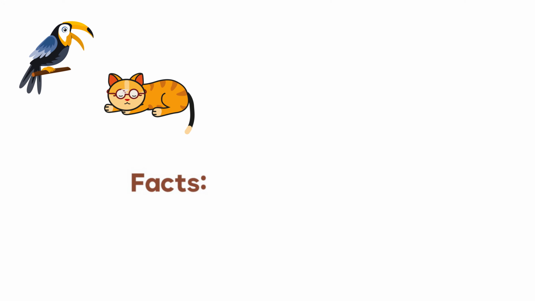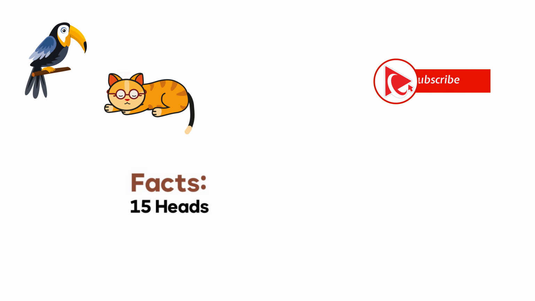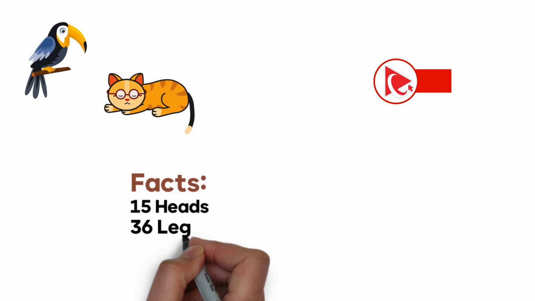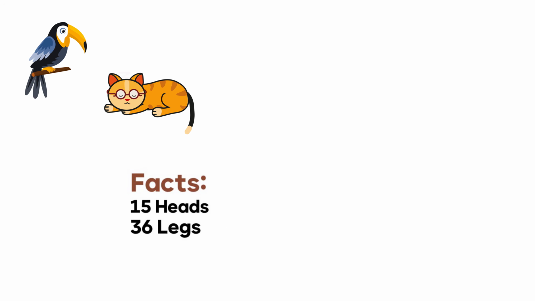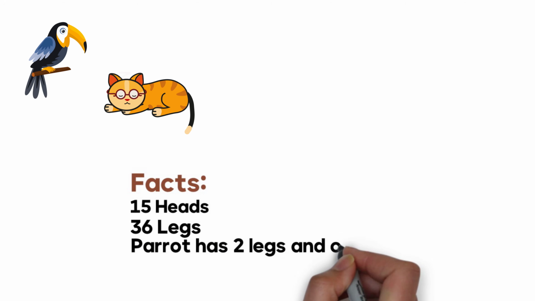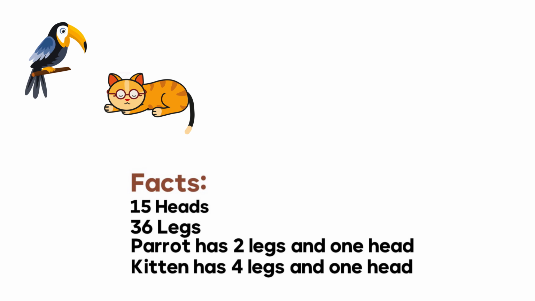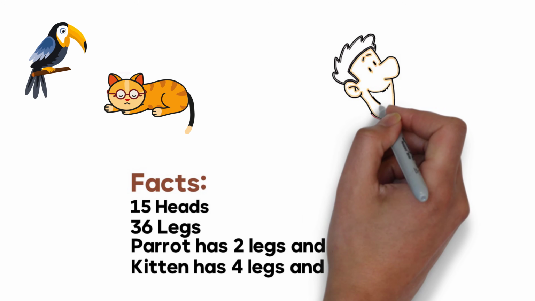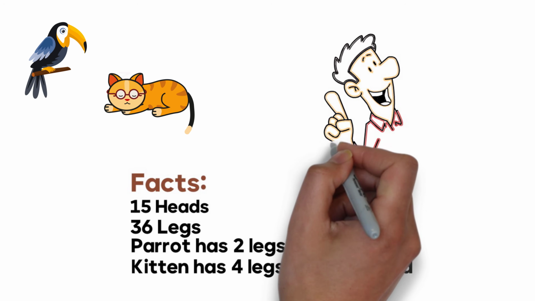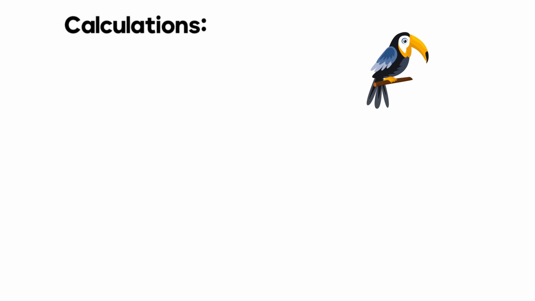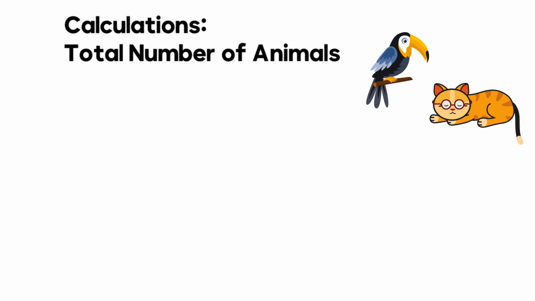You start to solve these types of challenges by looking at the facts. And we have 2 facts here. We have 15 total heads of animals in the store. And we also have 36 legs. We also know that each parrot has 2 legs and 1 head, and each kitten has 4 legs and 1 head. In fact, both animals have 1 head, and unless it's a fairy tale, I don't know any animal that has more than one head. So the number of heads can be used to calculate the total number of animals in the store. Because there are 15 heads, there are 15 animals in the store.